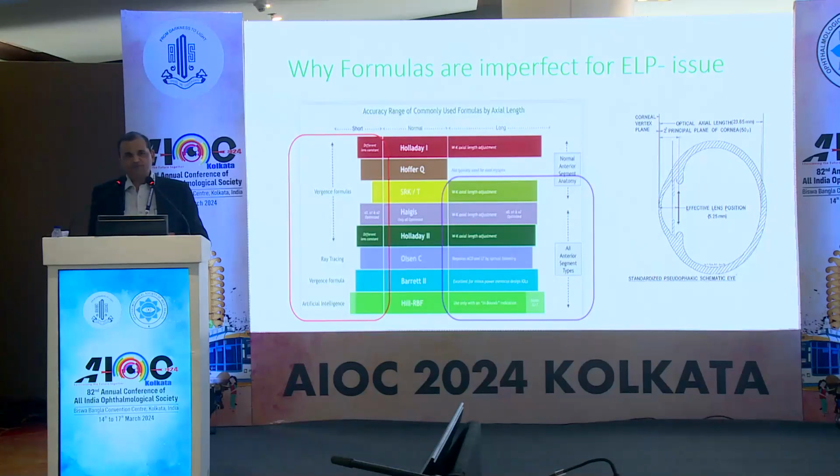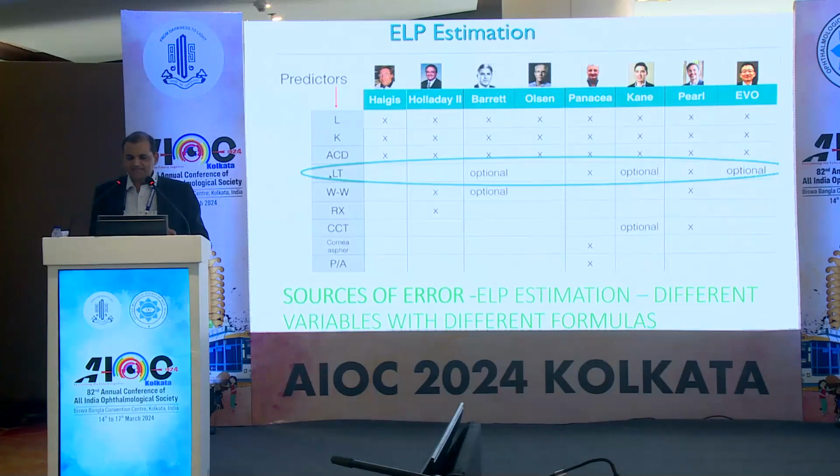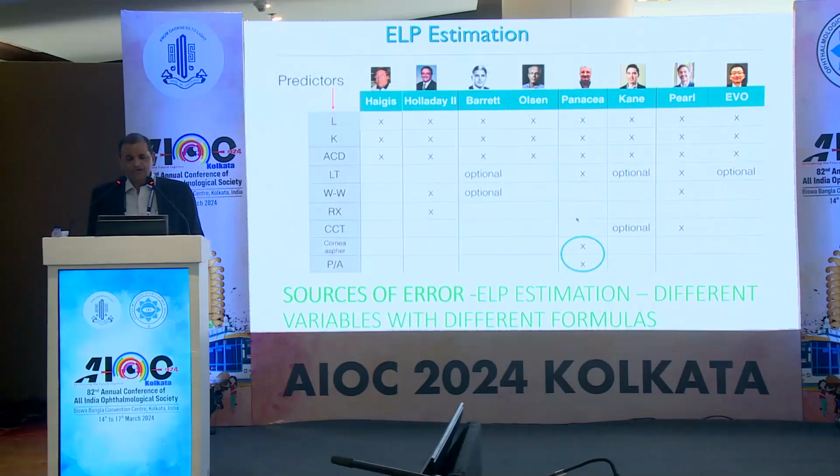For the effective lens position in normal eyes, we know that all formulas work, but when there is an abnormal eye, there is always a problem in the calculation of effective lens position. So all the formulas are using more and more variables: some are using the lens thickness, some are using the white-to-white, some are incorporating more variables like corneal asphericity or posterior-anterior ratio. All these formulas are coming up with more and more variables to reach 90% or 92% success rate over the period in all ranges of eyes.